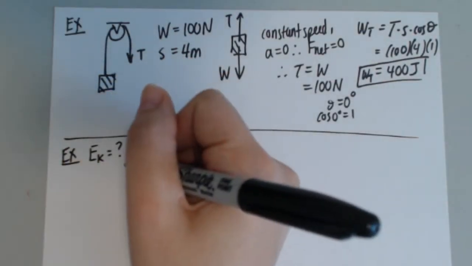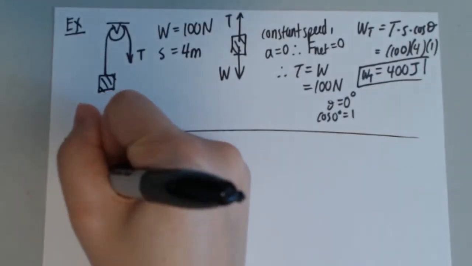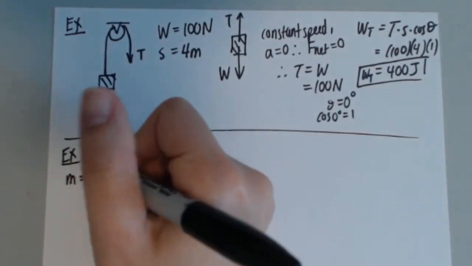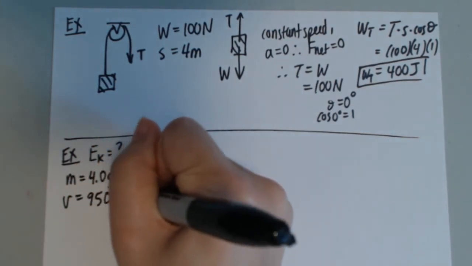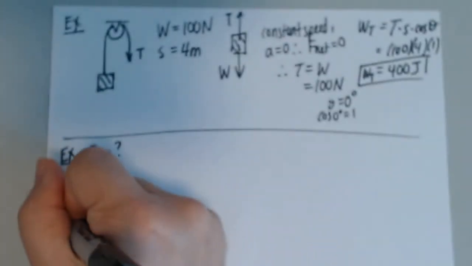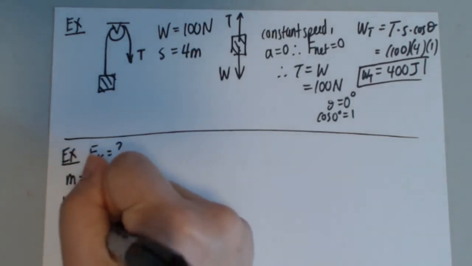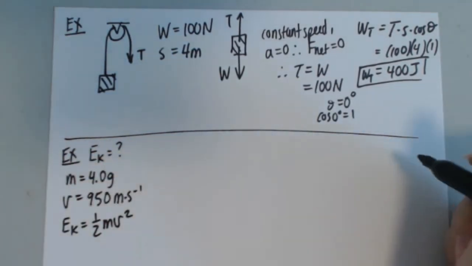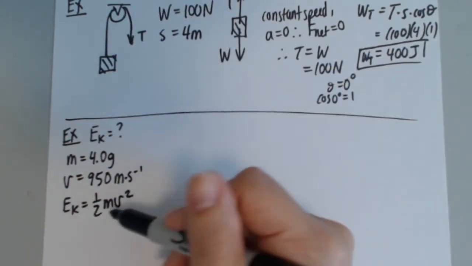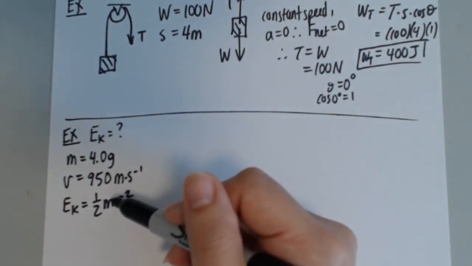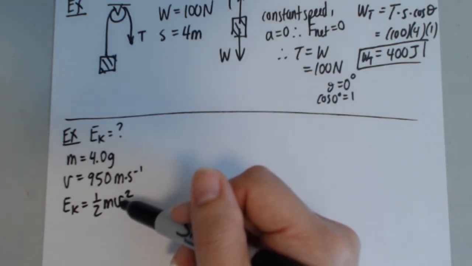So EK is equal to question mark. Mass is 4 grams. It's traveling at a speed v of 950 meters per second. And I know the formula for kinetic energy is 1/2 mv squared. Something to keep in mind, don't just go and plug those numbers in. Whenever you use a formula in physics, every quantity that you plug in has to be an SI unit.